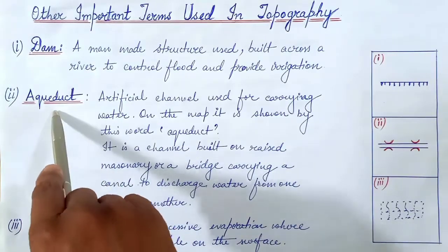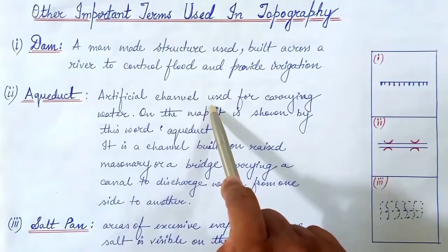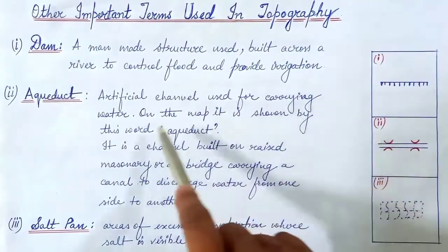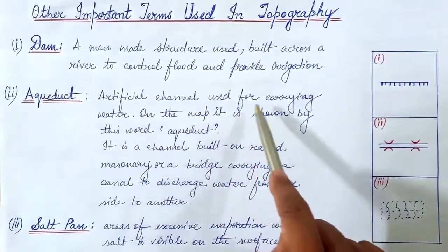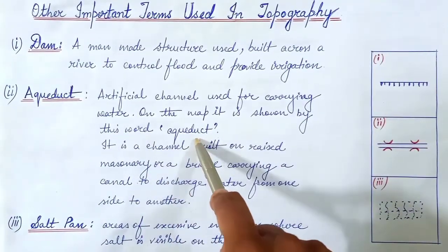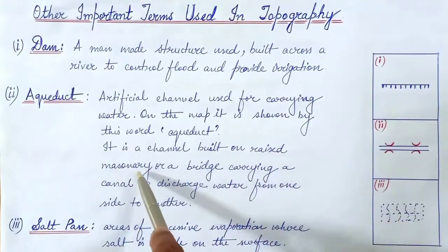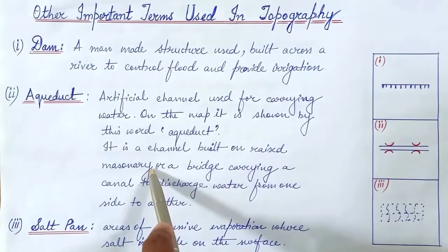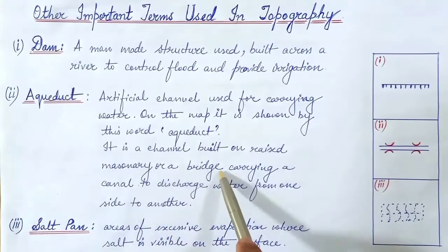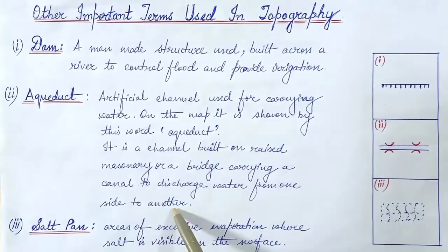You will also find aqueduct. It is an artificial channel used for carrying water. On the map, it is shown with the word; the word is actually mentioned, that is aqueduct. And it is a channel built on a raised masonry, which is made up of concrete and stones, or a bridge carrying a canal to discharge water from one side to another.